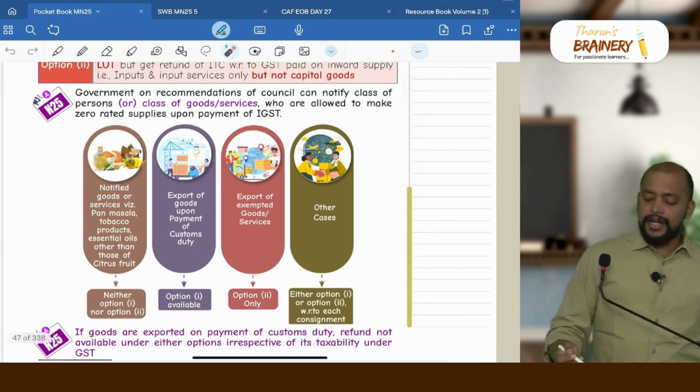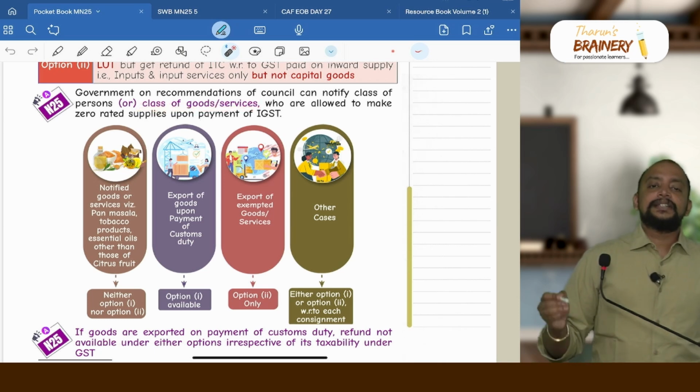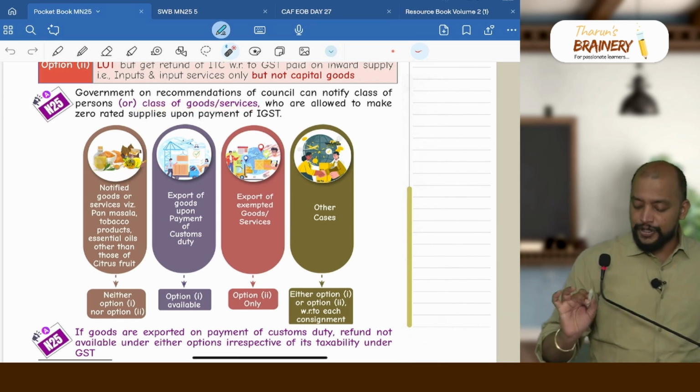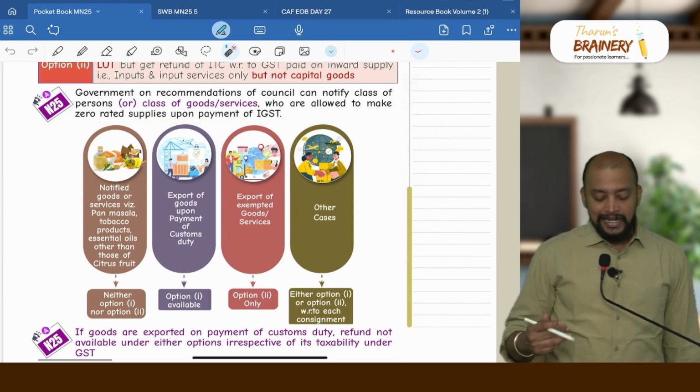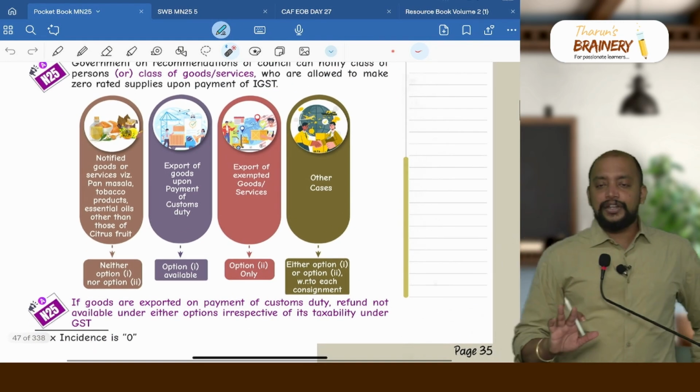Government on recommendations of council can notify class of persons. Right now only class of persons are notified, but class of goods or services is an amendment for number 25. Right now only class of persons are allowed to make zero rated supplies upon payment of IGST. Accordingly, this is the chart that you need to remember.